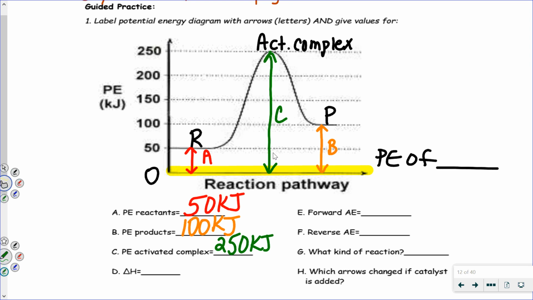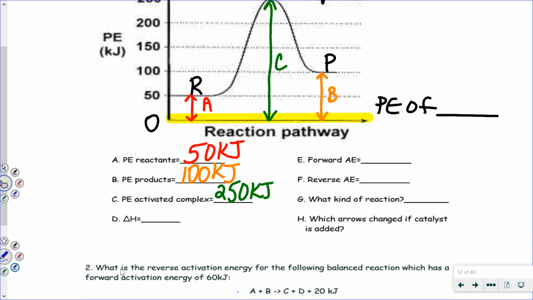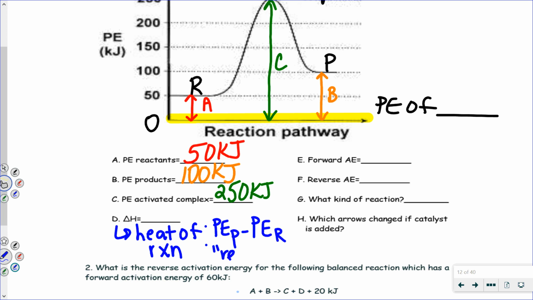Okay. I think the potential energy ones are a little bit easy. I think it's when we get into our delta H and the activation energies that it gets a little bit trickier. All right, so we're on to delta H. And remember, delta H is your heat of reaction. The heat of reaction is the potential energy of your products minus the potential energy of your reactants. And you want to remember the term, read between the lines. That will help you.